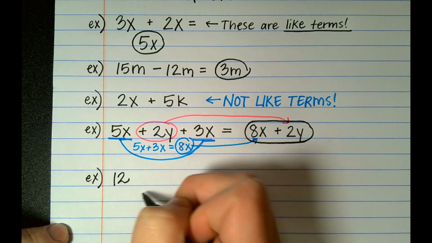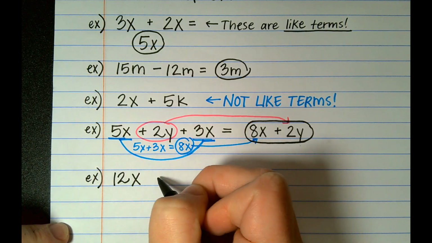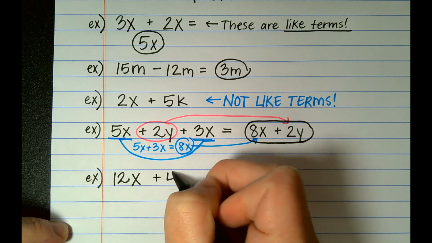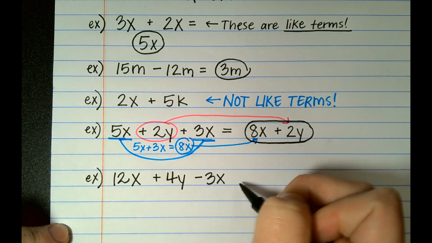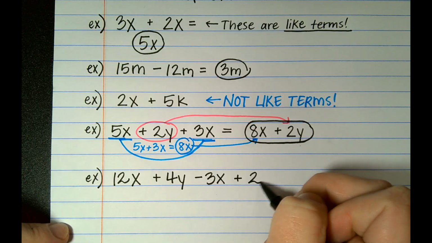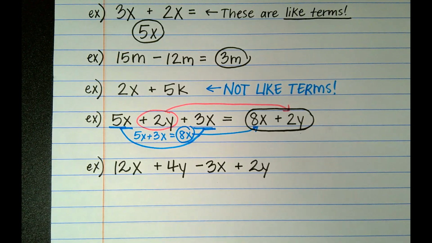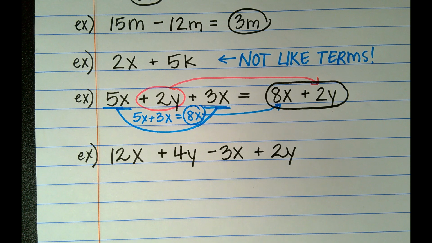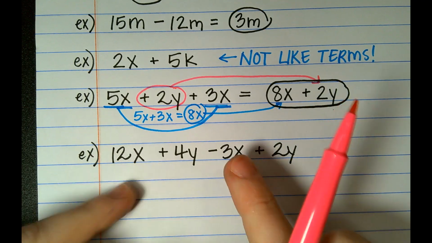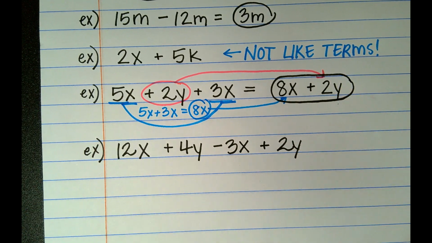What about 12x plus 4y minus 3x plus 2y? Now don't have a heart attack. You can do this. What are we going to do here? You're going to have to take the x with the x, the y with the y. Yes. We can't put them all together, but I can put my x's with my x's, and I can put my y's with my y's.